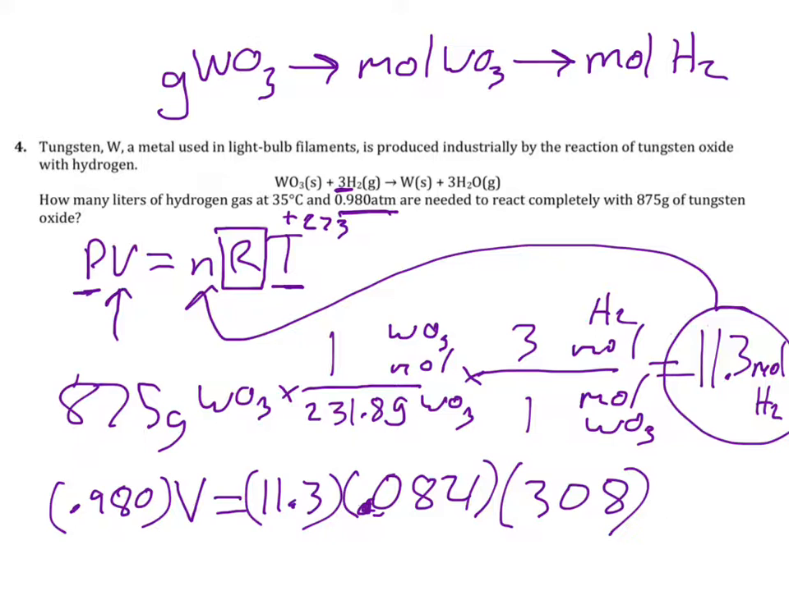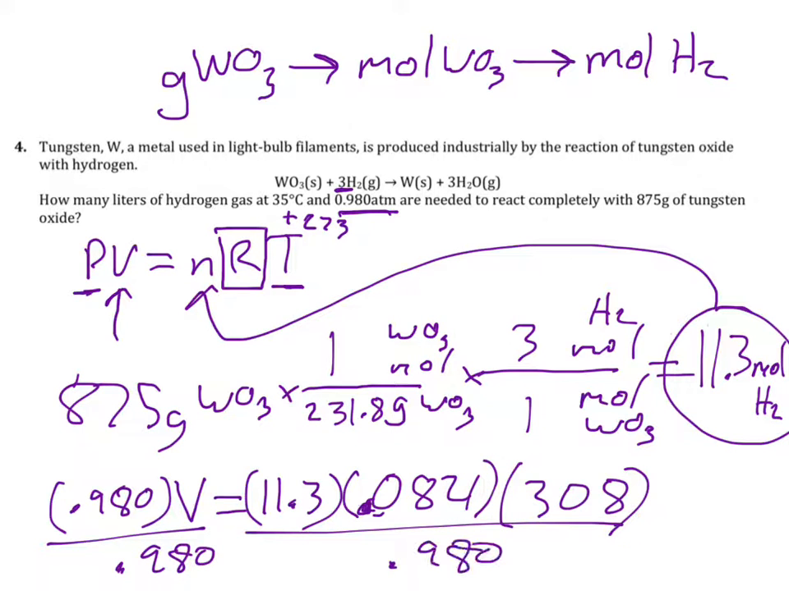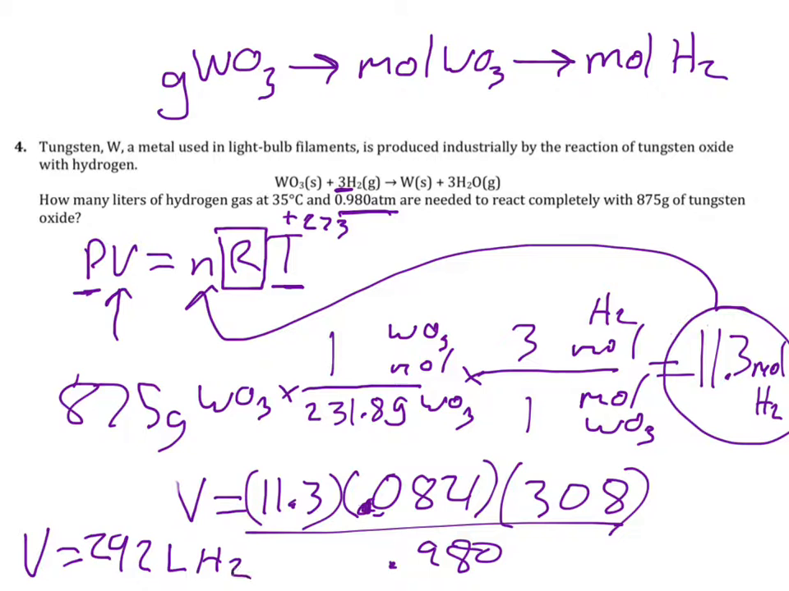And that's our setup. And now all we have to do is solve for V by dividing both sides by 0.980. These cancel out. And we are left with this setup here. All we do is type that in our calculator. And when you do that, you get the volume is equal to 292 liters of hydrogen gas. And that's your answer. And we put a little smiley face because we're happy that we're done.